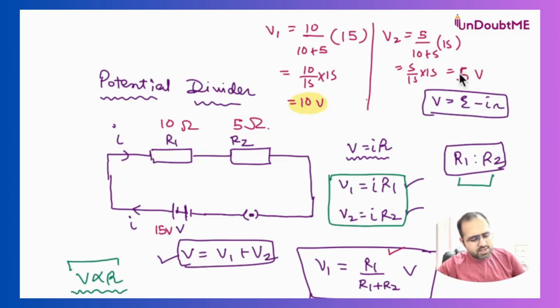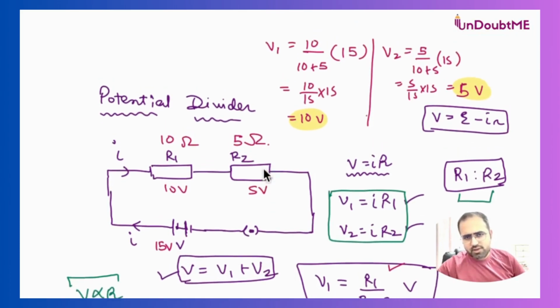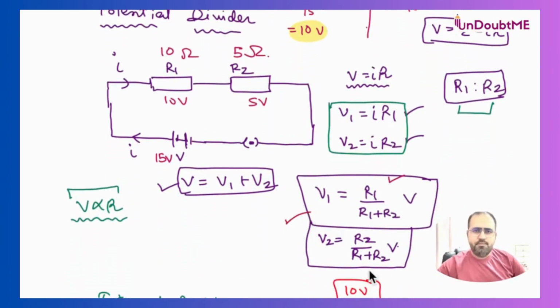So the voltages across the two resistors are 10 volt and 5 volt, and across both of them together it will be 15 volt. So how did we get those? Using this formula. This is called a potential divider circuit. It looks difficult, but it is not. It is just a series combination in which we are dividing the potential in the direct ratio of resistances.